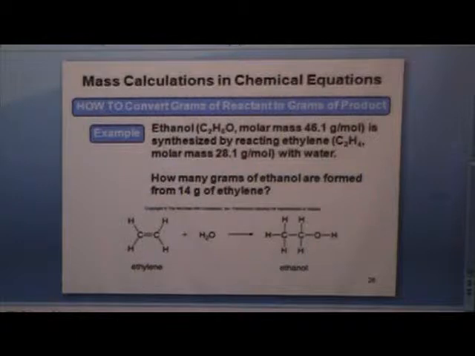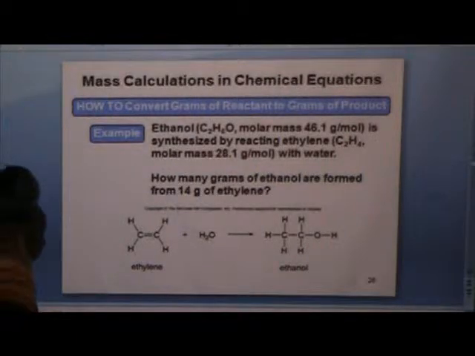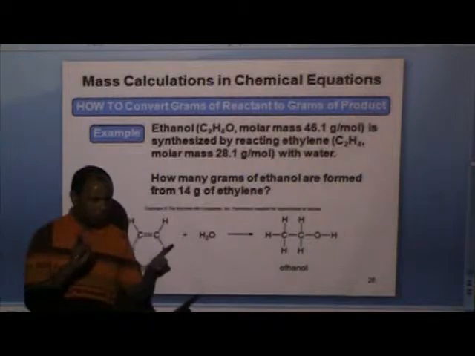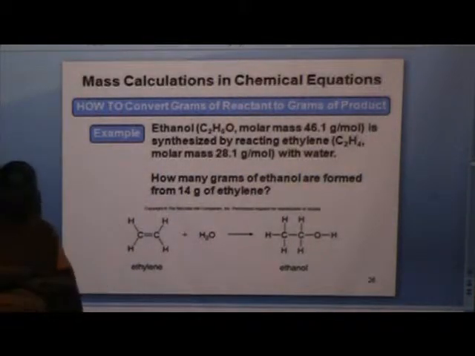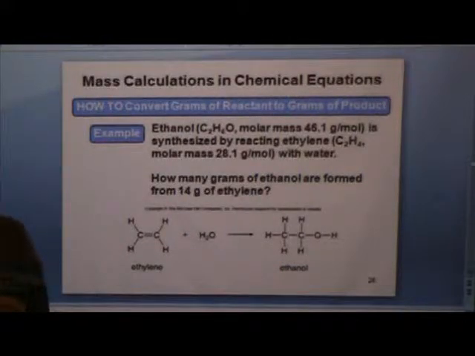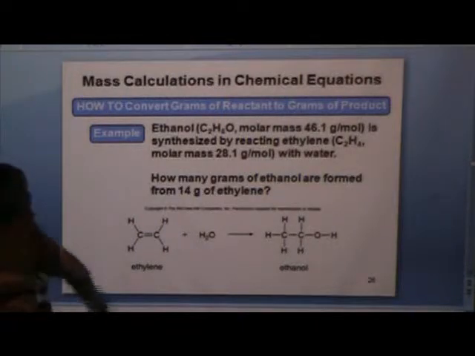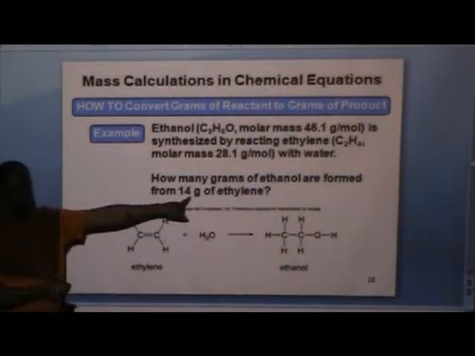Okay. Now, when you say ratio, there is a mole to mole ratio. There is a mass to mass ratio. Which ratio are you interested in here? Mass. Yes. We are interested here in a mass to mass ratio. Why? Because it says how many grams of ethanol are formed. Yes. Because the amount is given in mass.